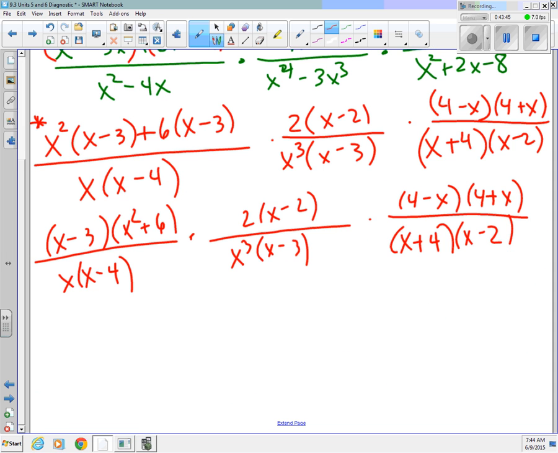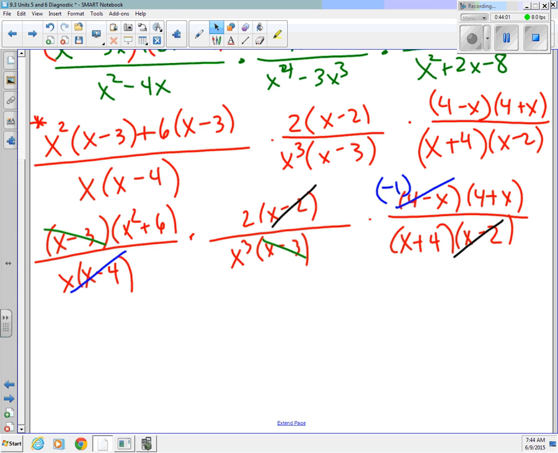And now I just have to look for cancellations. So I have one here. I have x minus 3 is gone. I have another here. I have x minus 2 is gone. I have a 4 minus x and an x minus 4, which becomes negative 1. And I have a 4 plus x and an x plus 4. And this is where people mess this up. 4 plus x and x plus 4 are identical. No negative 1 there. So now I just got to collect what I have here.